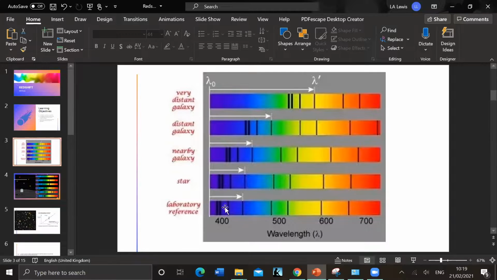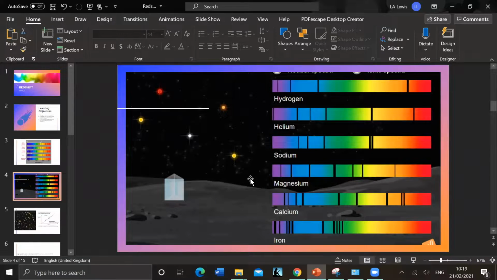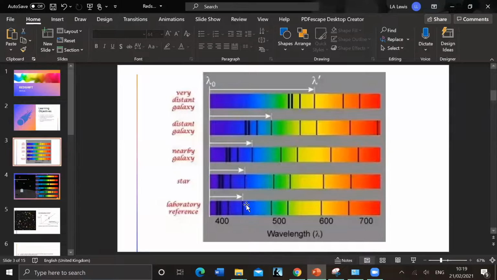Okay, right. So this is the laboratory reference, we call it. On Earth, sitting still, if we burn hydrogen, we get these dark lines. This tells us each element will have different dark lines. So I'll quickly flash back to that. Each element will have a different pattern of lines. We'll talk a bit more about that in a minute.